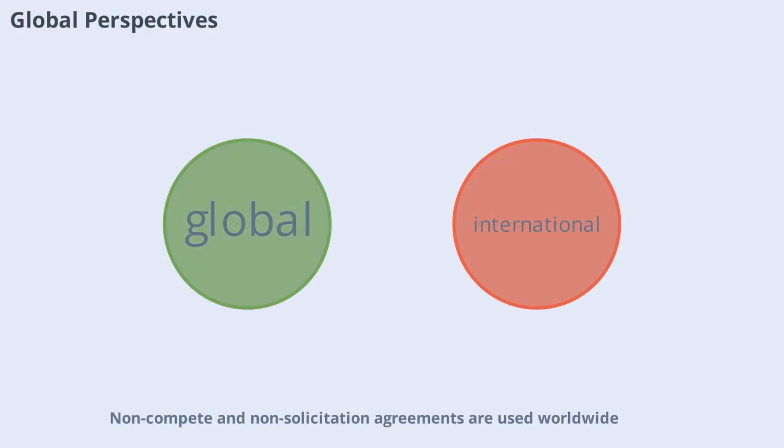Non-compete and non-solicitation agreements are used worldwide, but laws and practices vary. Some countries strictly limit these agreements while others allow broader restrictions. Understanding global trends can help multinational companies navigate compliance and protect their interests. Employees working abroad should research local rules and seek guidance. Next, we'll look at international examples and their implications.